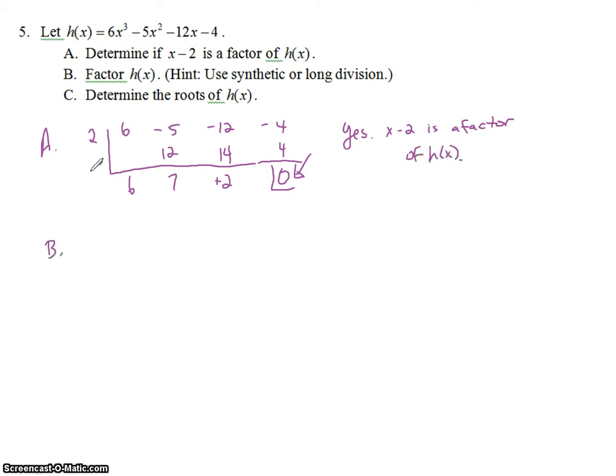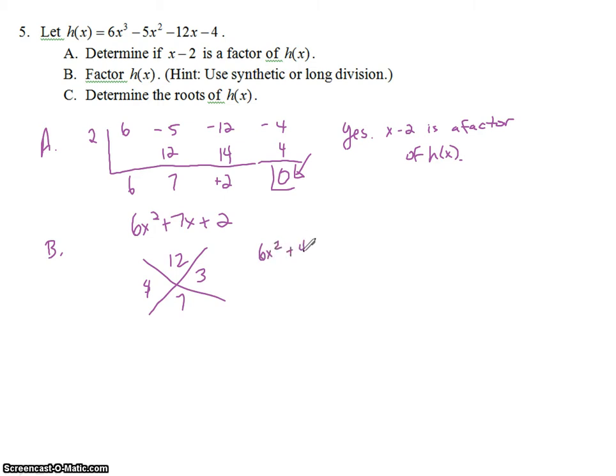So let's go on to B. We're going to factor h of x. In order to factor that, we're going to need to take what we had here, because this was a cubic, so we're going to take this as a quadratic. And we're going to factor this quadratic. I'm going to use what I used to call the X box method. So 6 times 2 is 12. 7 would be 4 and 3.